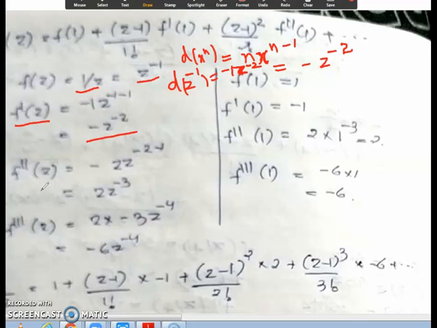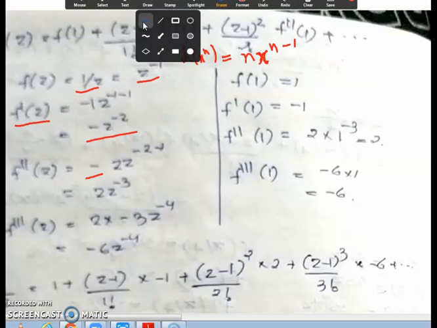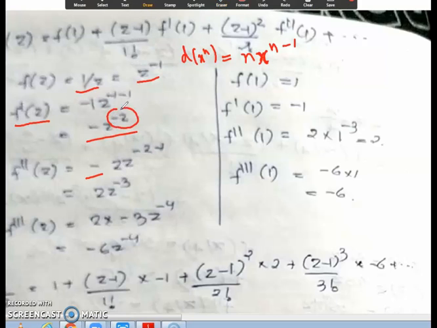f double dash means what you have to do? You can apply the same formula, that is n into x power n minus 1. So what is n here? Minus 2. So we get minus 2, here you have a minus. Minus 2 z power minus 2 minus 1. So you get minus into minus plus, so 2 z power minus 3. Similarly f triple dash: 2 into n is minus 3, z power minus 3 minus 1 is minus 4. 2 threes are 6, that is minus 6 z power minus 4.